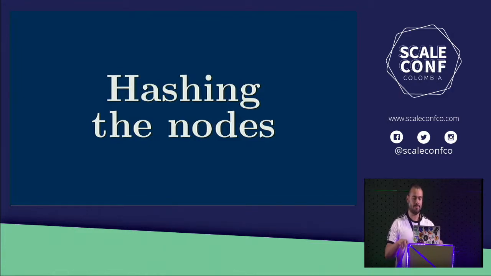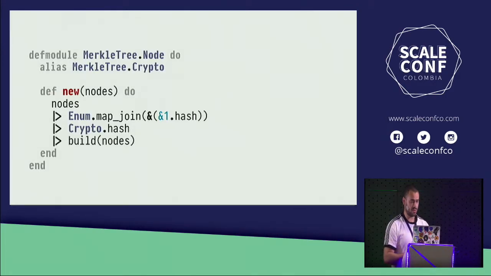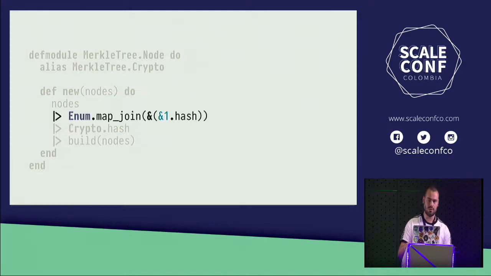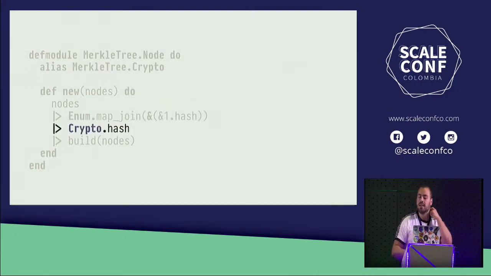So we have leaves, but now we want to go up to the root. So we need to take a pair of leaves and create a node. We can do that by adding a new function that accepts a list of nodes, or in this case, a pair of nodes, or a list of two elements. We take the nodes, and we take the hashes from the nodes, or in this case, the leaves, and we join them together, and we apply the same one-way hash function once again. So the thing we saw earlier is now represented by code.